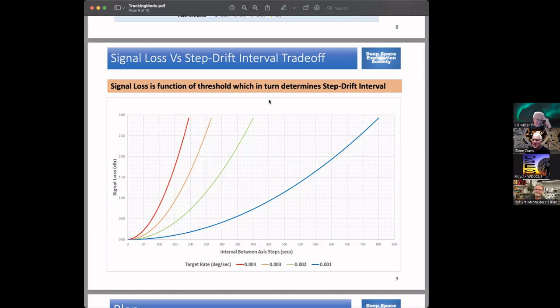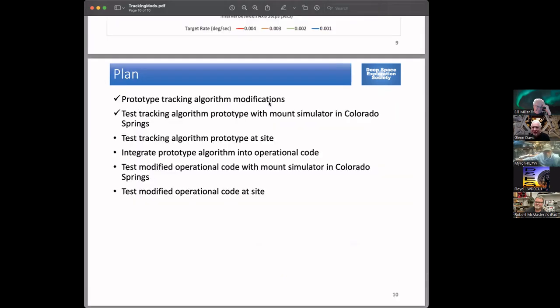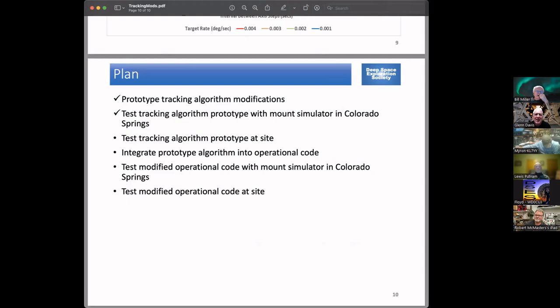How close are we to wrapping this up, Lewis? We've got one more chart, I think. This is just a high level plan we're working to. We've prototyped this new modified algorithm. I prototyped and simulated it in Excel, and then Glenn has implemented it in the operational software, although all the mods are not complete. There's enough there that we can do some testing at the site.